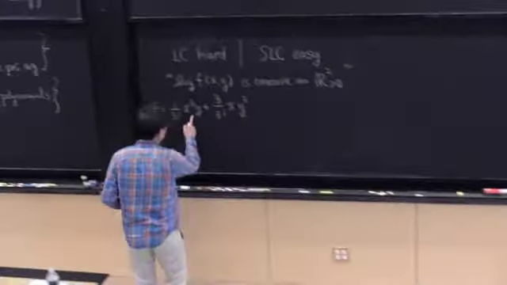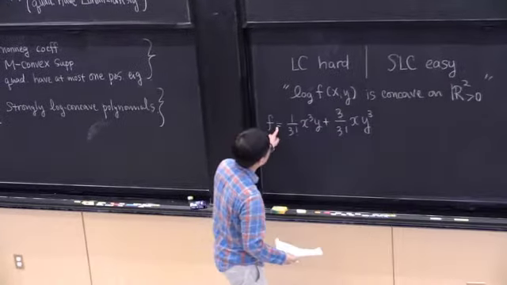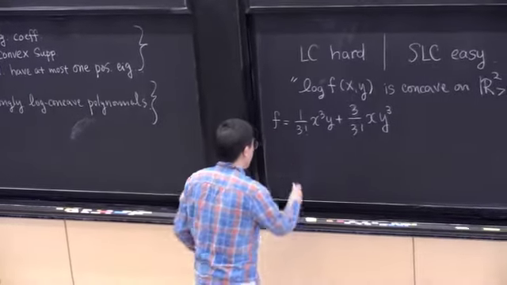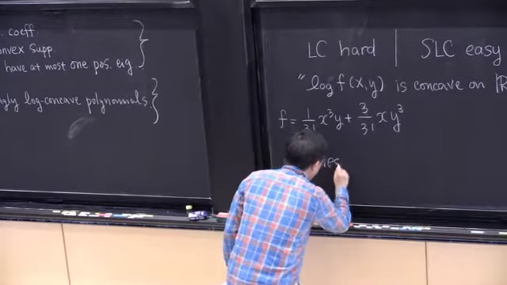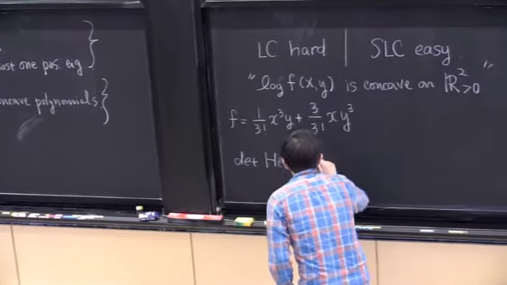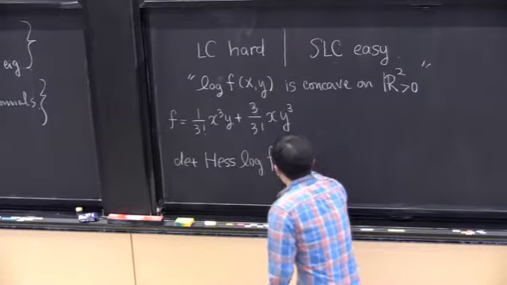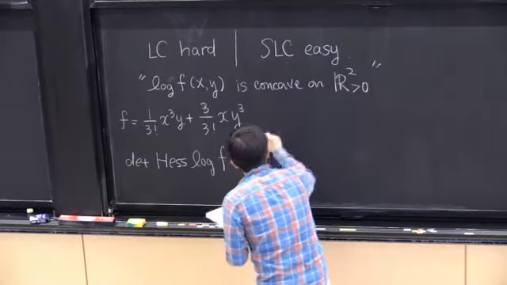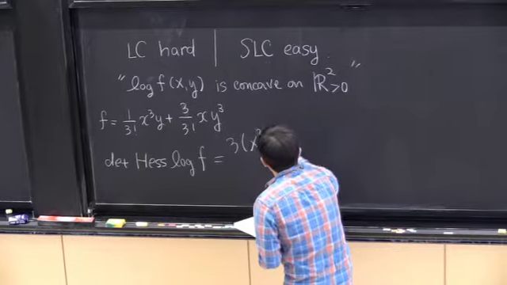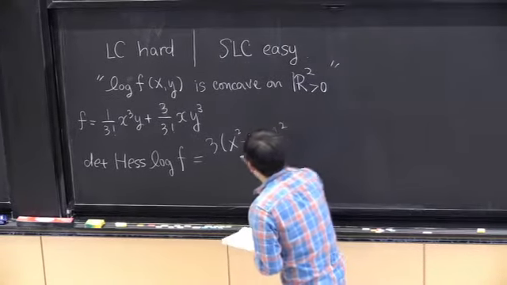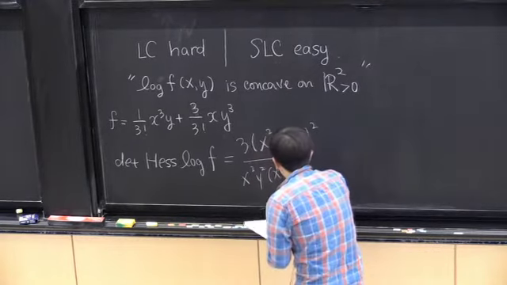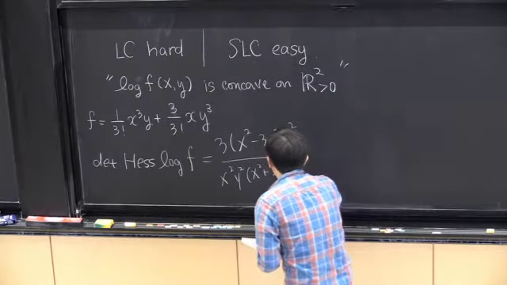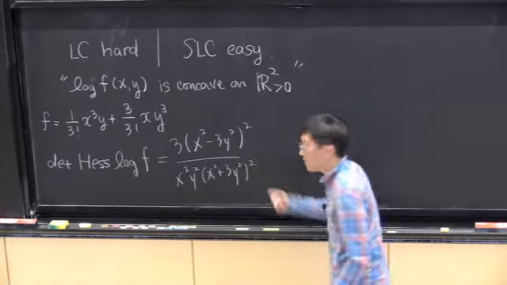So I chose this polynomial because for this polynomial, the statement is true. And the way I see it is to compute the determinant of the Hessian of the log of f, which luckily is 3x squared minus 3y squared, to the square, over x squared y squared, x squared plus 3y squared, to the square. So this is positive.